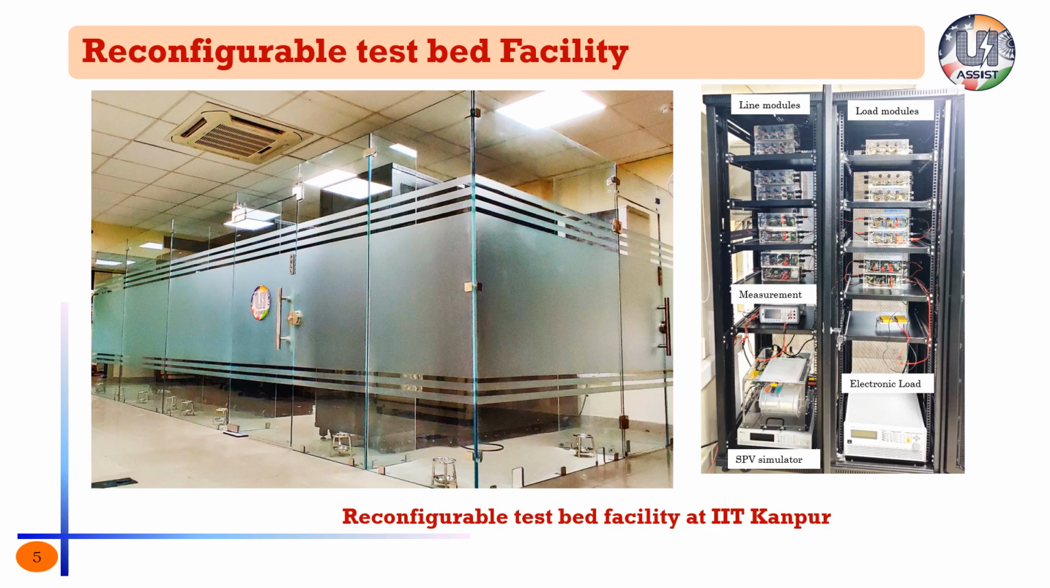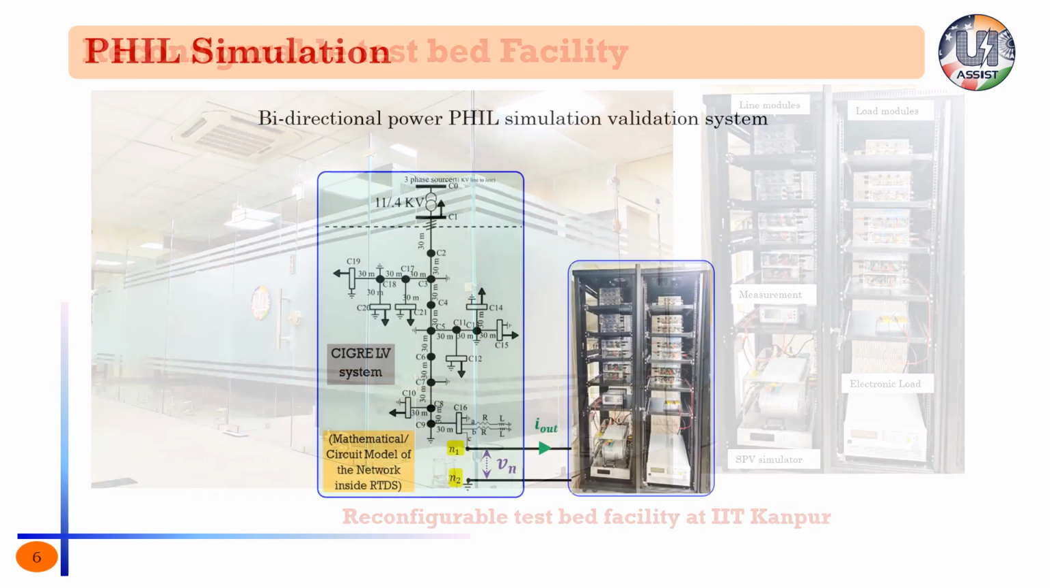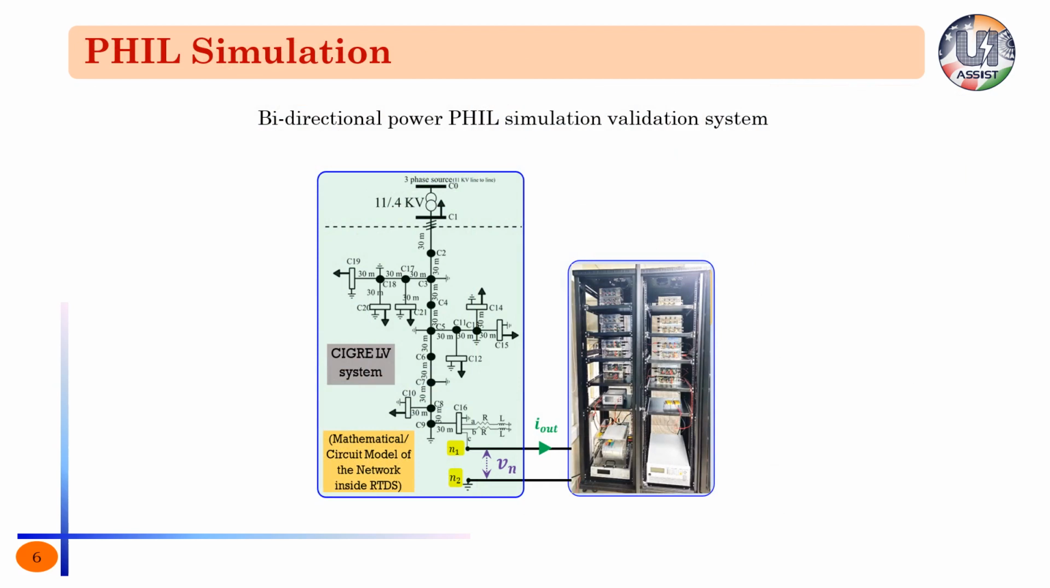Now, this is just a small part of a distribution system, right? So how would we test this with a larger system? That is where the second part of the objective comes in, that is the PHIL simulation. We had to develop a bidirectional power PHIL simulation validation system.